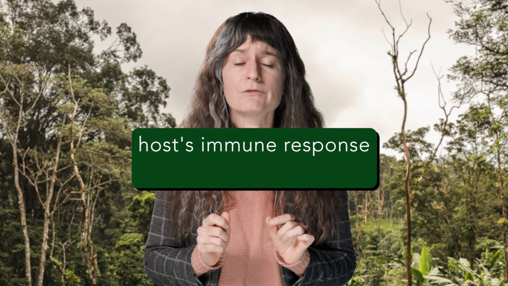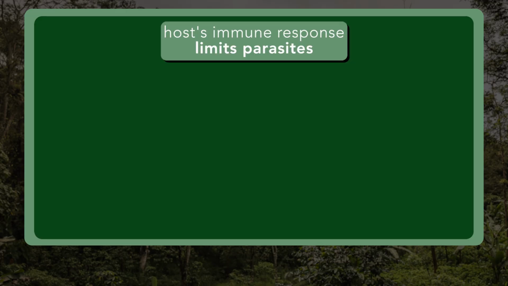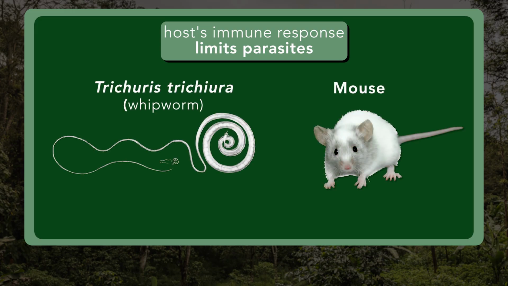Now, the immune system is super complicated. It does all kinds of different things. But I want to focus on one example that really shows how the host's immune response can limit the number of parasites that can establish. It comes from a science paper from 2005 that was done on mice and the whipworm, Trichuris trichiura, which can infect humans as well as mice. This nematode species is one of the geohelminths, an intestinal parasite.